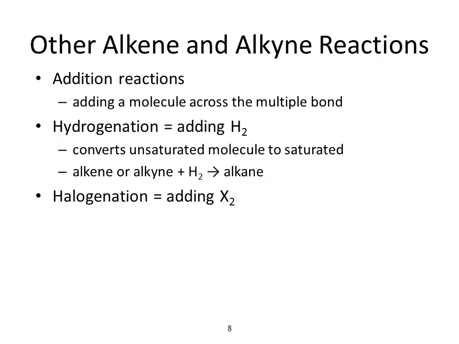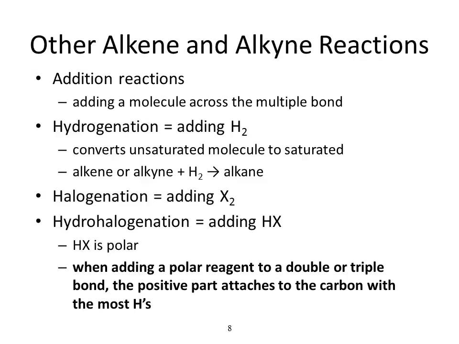Next one is halogenation. That means we are adding chlorine or bromine molecules. So what happens? They will add across the double bond, and we can also do hydrohalogenation. That means we are adding hydrogen halides, like hydrogen chloride, hydrogen bromide, and so on. When you are adding a molecule that is polar, with an electropositive and an electronegative part, the electropositive part will always attach to the carbon with more hydrogen.